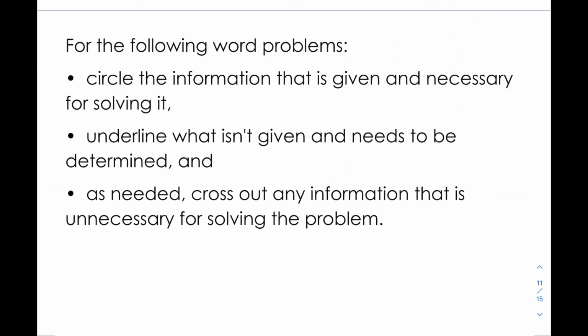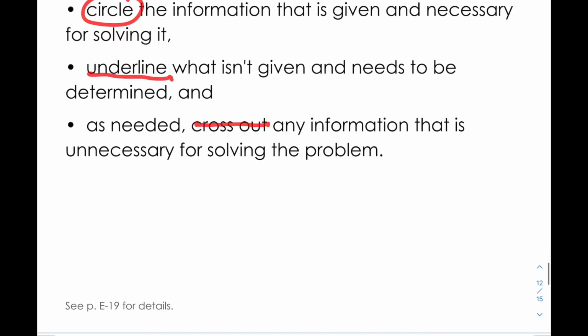For the following word problems, circle the information that is given and necessary for solving. Underline what is given and needed to be determined. As needed, cross out any information that is unnecessary. So circle the information given and necessary, underline what isn't given and needs to be determined, cross out.